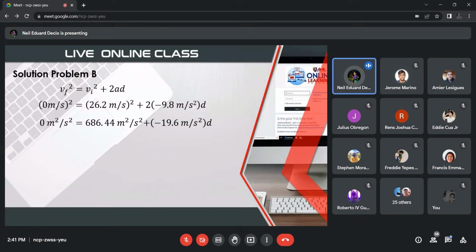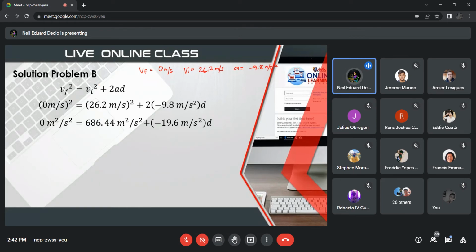Okay, so earlier, we were already given the final velocity, or v sub f, which is equal to 0 meter per second. Then the initial velocity is given to be 26.2 meter per second. And we're also given the acceleration, which is equal to negative 9.8 meter per second squared. That's why we used this formula. From here, we just substitute: the final velocity, which is 0 meter per second, and of course, because of the square, we copy it. We substituted all the givens: final velocity, initial velocity, and acceleration.